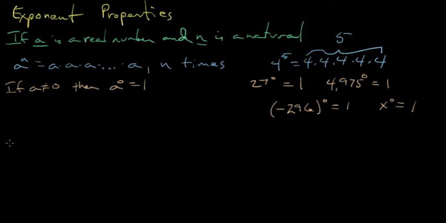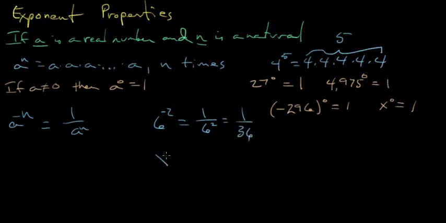Then we have A to the minus n. Okay, that equals 1 over A to the n. So that means that 6 to the negative 2 power equals 1 over 6 to the 2nd power equals 1 over 36. X to the negative 4 power equals 1 over x to the 4th. Get it? When you have a negative power, you're talking about a reciprocal. And that's it for that bunch. And let's look at the next bunch.